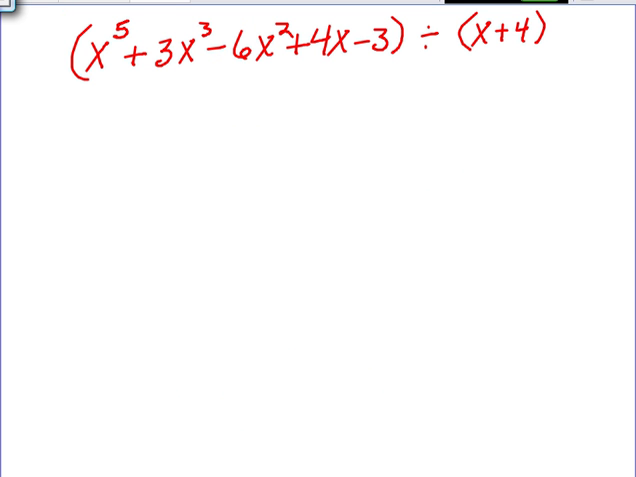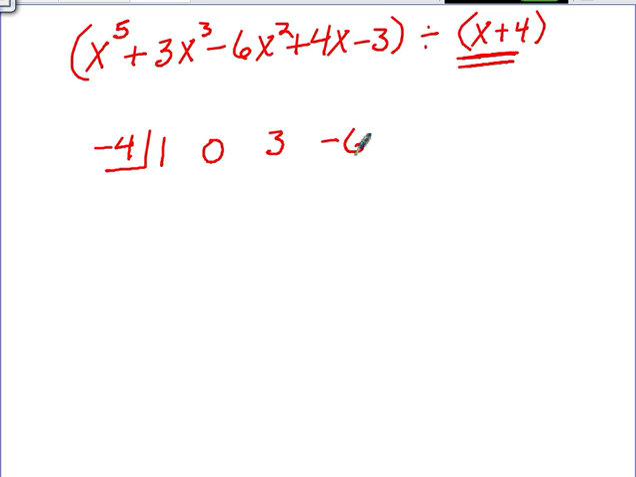So here we go. Another synthetic division problem. Inside the box, what you're dividing by, if it's x plus 4, you're going to divide by the opposite, minus 4. Next to the box, you're going to put these numbers. You have 1x to the 5th. Notice there's no x to the 4th, so put a 0. You have 3x to the 3rd.